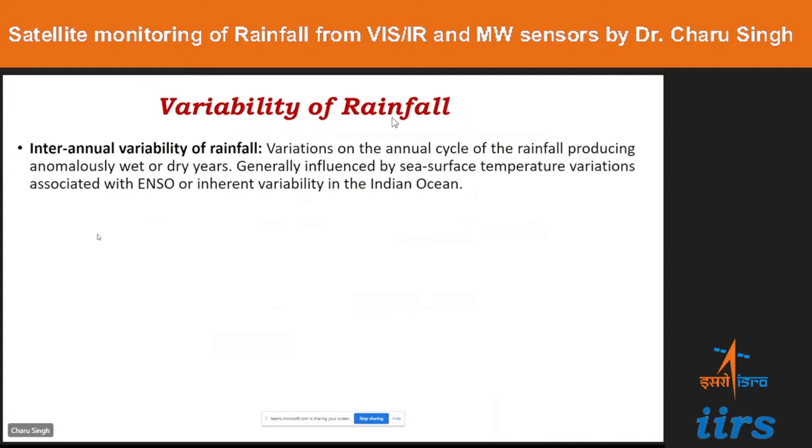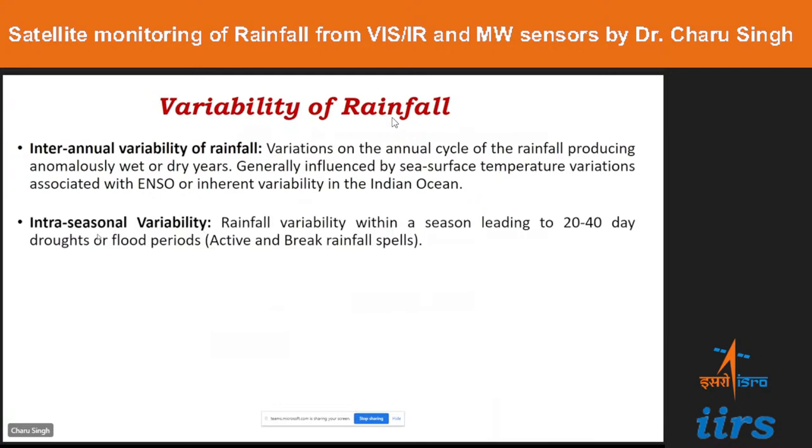Generally, such variability is influenced by the sea surface temperature variations that are associated with ENSO or inherent variability in the Indian Ocean. Such variations we can monitor over a larger scale. These are the variabilities which are associated with the flood and drought years of the Indian summer monsoon.